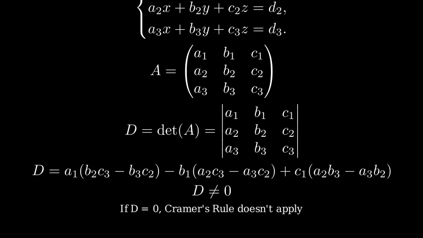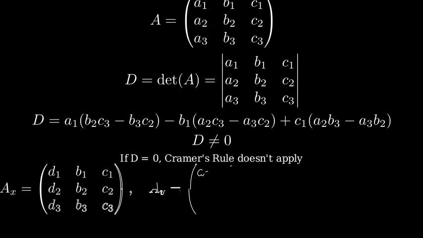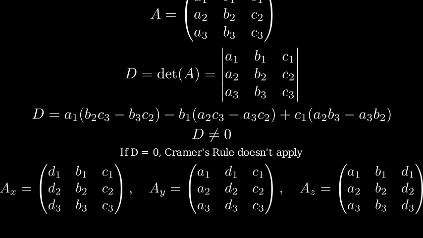Now, assuming D is not 0, we need to form three additional matrices: A_x, A_y, and A_z. To form A_x, we replace the first column of matrix A, the x coefficients, with the constants d_1, d_2, and d_3. For A_y, we replace the second column, the y coefficients, and for A_z, we replace the third column, the z coefficients.